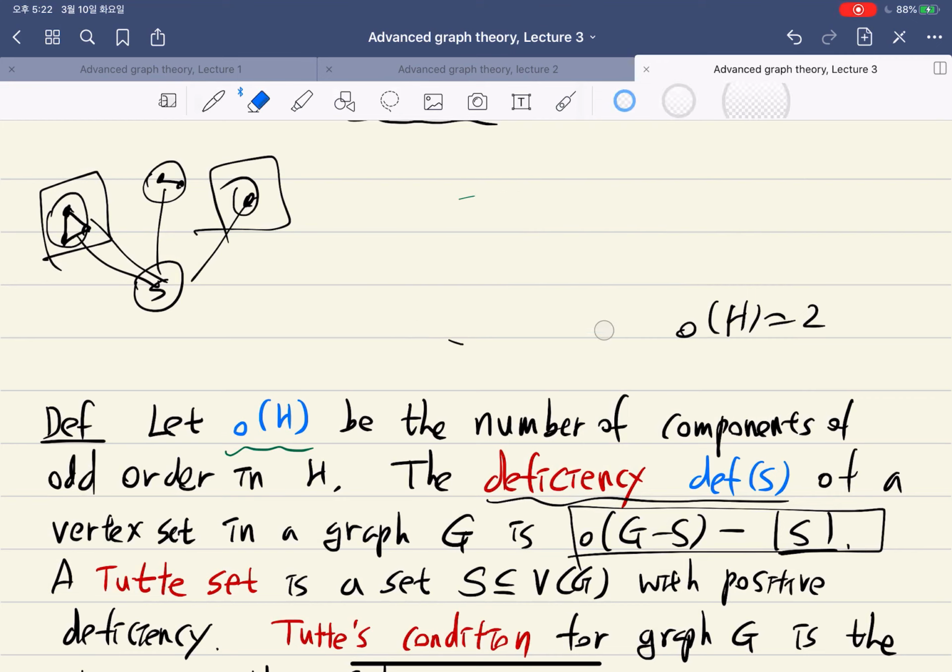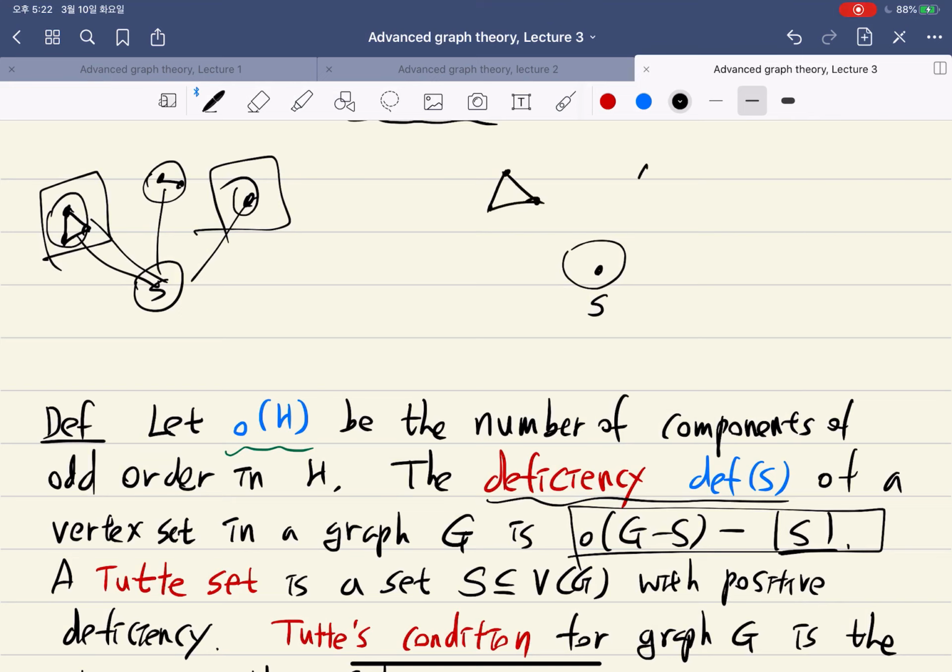The motivation of considering this is that if you have one vertex set S, and say several odd components after deleting it, then if you want to have a perfect matching, you have to match these with something else. But after using S, these components have odd size. So there is no way that we can find a matching covering all of them. So at least one will be left.